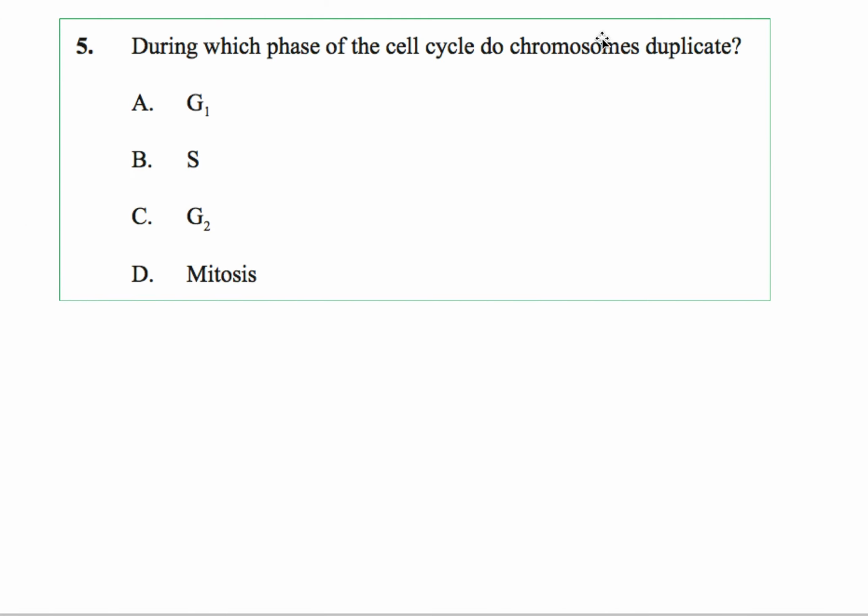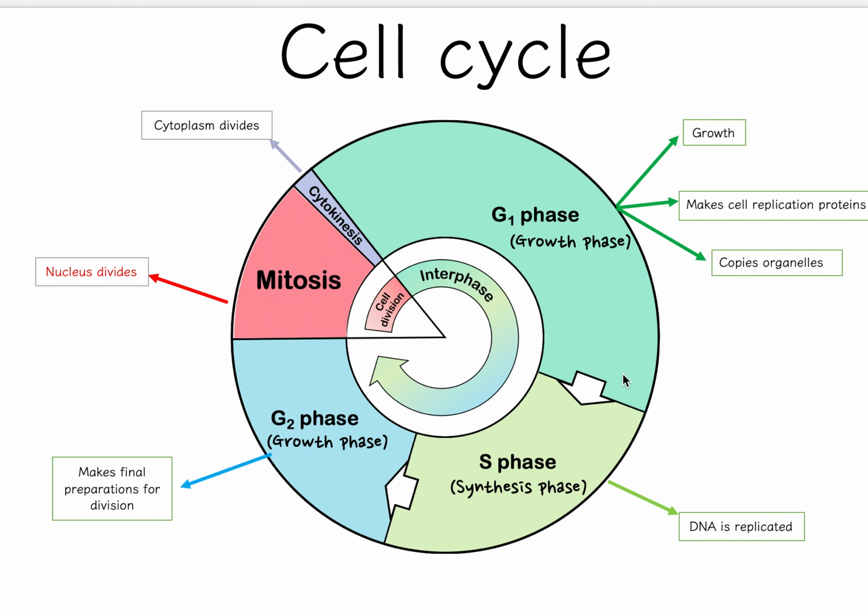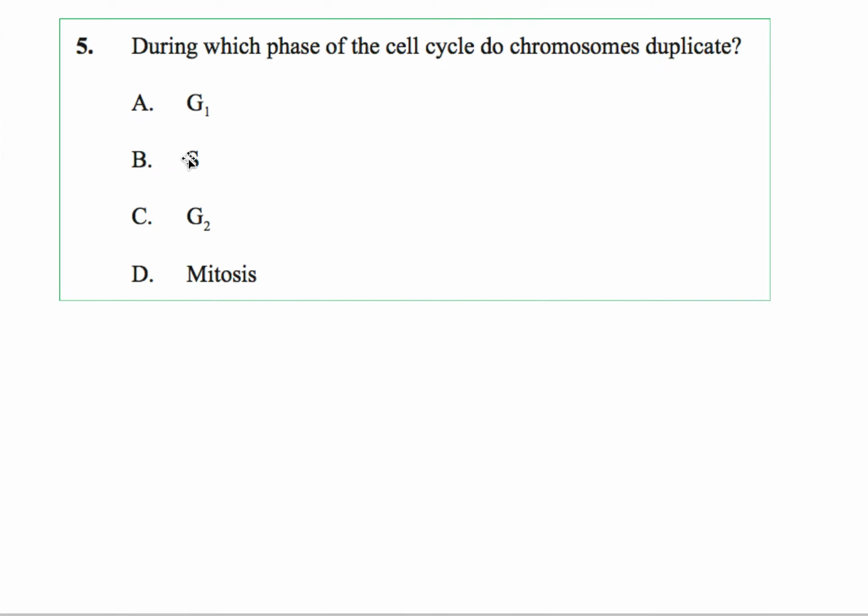So chromosomes, we know it's just DNA. It's how our DNA is stored. So where's our DNA replicated? In the S phase, okay? S phase, so it's going to be B. The answer is B automatically.